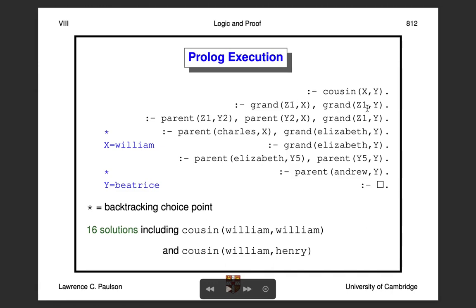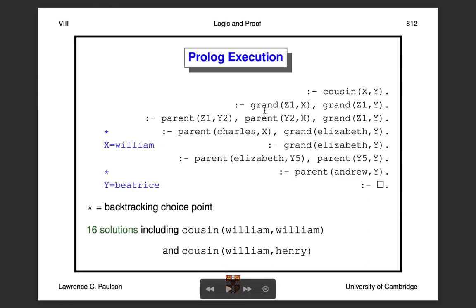And you'll note that I did my renaming variables apart here. So instead of calling it Z, I called it Z1. That's what the Prolog system would do. It would generate a new variable name. And by the way, that new variable name would be a good deal uglier than Z1. So now our task of showing that X and Y are cousins has been replaced by the two tasks of showing two grandparent relations with the same grandparent.